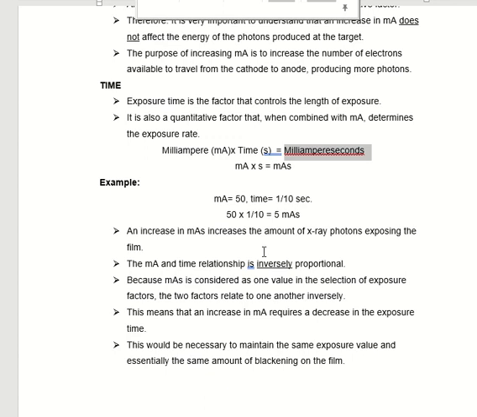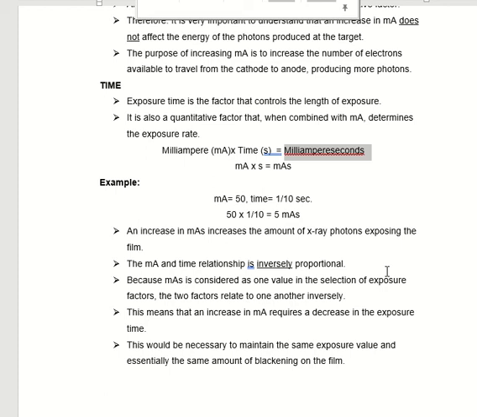An increase in mAs, as I mentioned, increases the amount of electrons, which in turn results in an increased number of photons exposing the patient and the IR, or the image receptor. Since they are multiplied, the mA and the time are inversely proportional. Meaning, when mA increases, the time must be decreased.